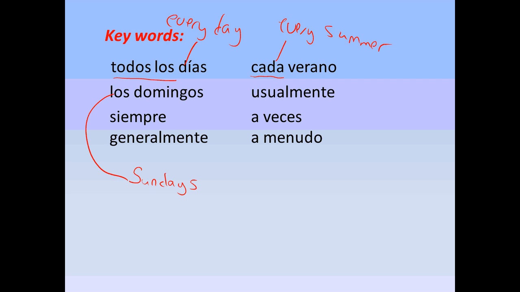Usualmente is usually. Siempre, you should know that, right? That's always. Generalmente is generally. A veces is sometimes. Okay, and a menudo is often. So make sure, because you're going to need to know those. Okay. And then, of course, like I said, generalmente is a cognate, and usualmente is usually.